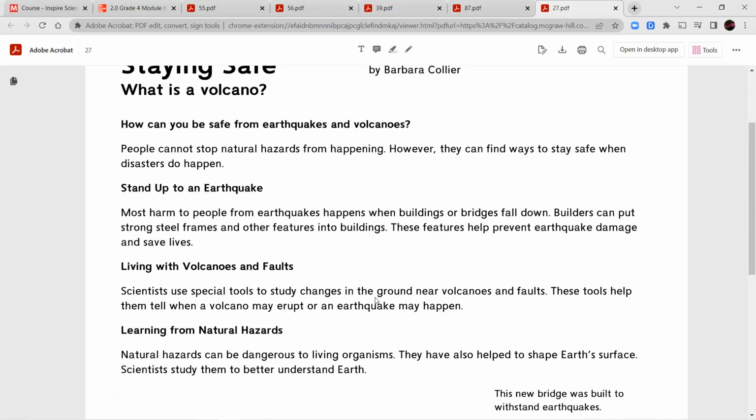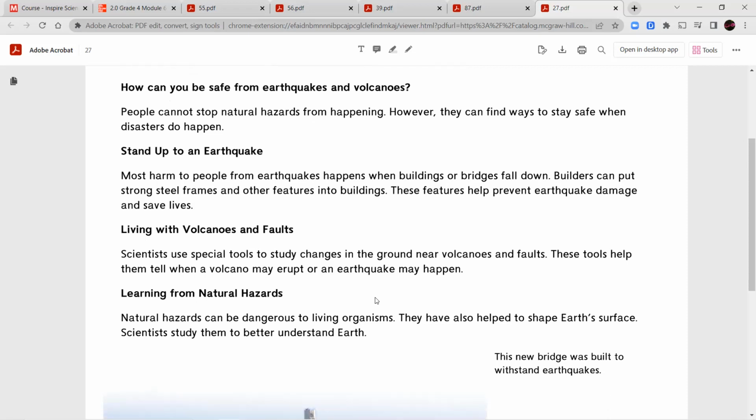Living with volcanoes and faults. Scientists use special tools to study changes in the ground near volcanoes and faults. These tools help them tell when a volcano may erupt or an earthquake may happen. Learning from natural hazards. Natural hazards can be dangerous to living organisms. They have also helped to shape the Earth's surface. Scientists study them to better understand the Earth.